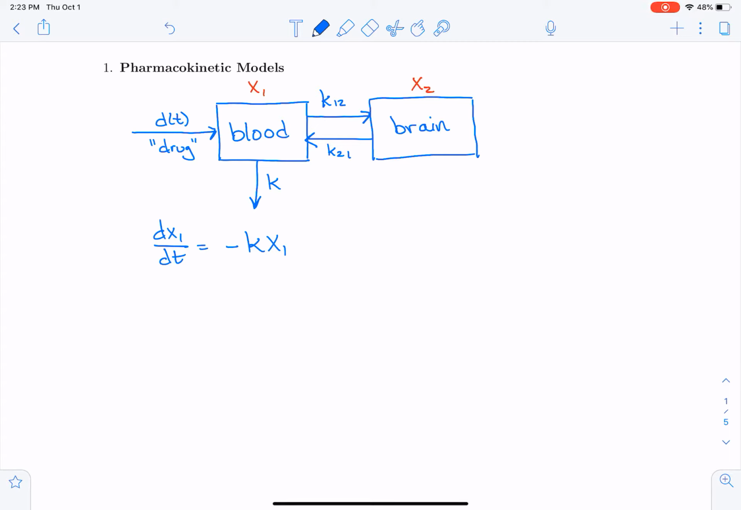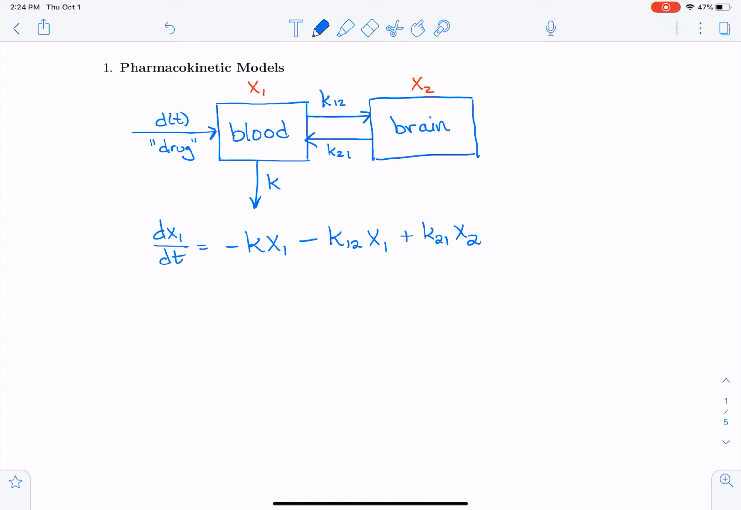And then some of the drug is moving from compartment 1, the blood compartment, to compartment 2, the brain compartment, at a rate proportional to the amount that's in the bloodstream. So that's minus K12 X1. And then some of the drug is actually being reintroduced into the bloodstream from the brain, and that is at a rate proportional to the amount that's in the brain. That's plus K21 X2.